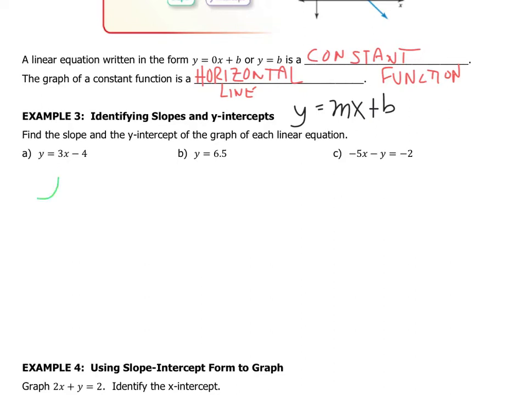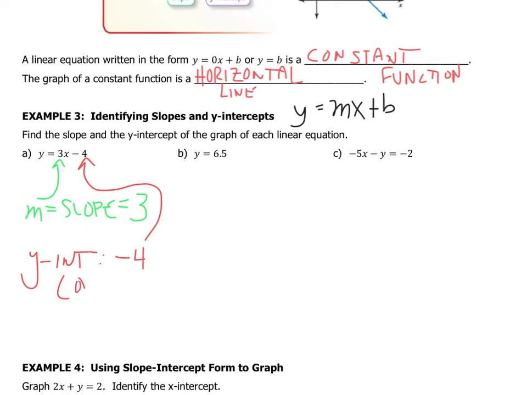We will first do the m. M is sitting right in front of the x. That is my slope, so the slope is 3. Then I would look at my y value at the very back. That is the y-intercept, and the y-intercept is at -4, or you can write (0, -4). I'm going to rewrite that, the negative 4 and the 0 part here.